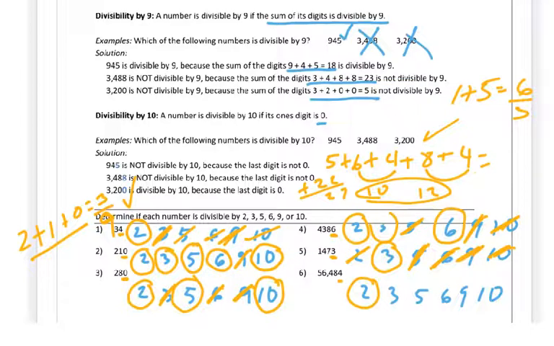Cool. All right, so we got 27. So is 27 divisible by 3? Absolutely. By the way, 27 is also divisible by 9. Also, because 2 and 3 work, 6 works. But because this does not end in 0 or 5, we know 5 and 10 are not going to work.